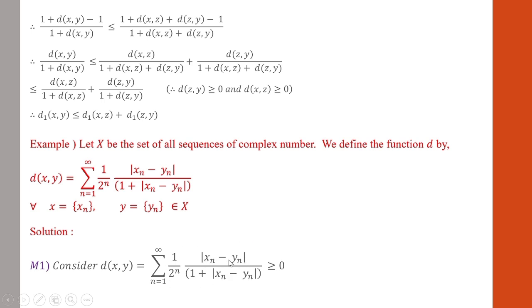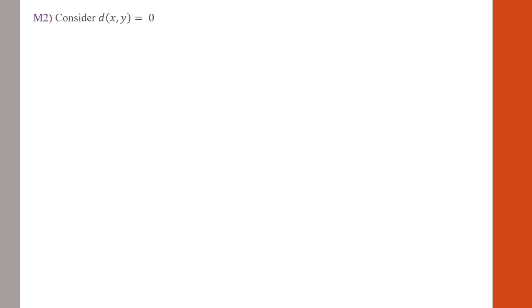Now here the absolute value of xn minus yn is positive. Also in the denominator, the absolute value of xn minus yn is positive, and we have to add 1. So this is positive. Therefore this whole value is positive. We have to multiply by 1 upon 2 raised to n. So this multiplication is also positive, and we get the summation of positive terms. So this must be positive, and therefore d of xy is greater than or equal to 0, and therefore it satisfies the non-negativity.